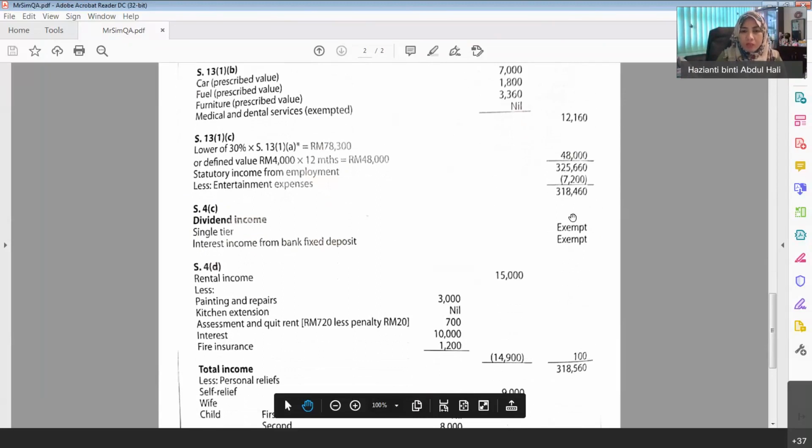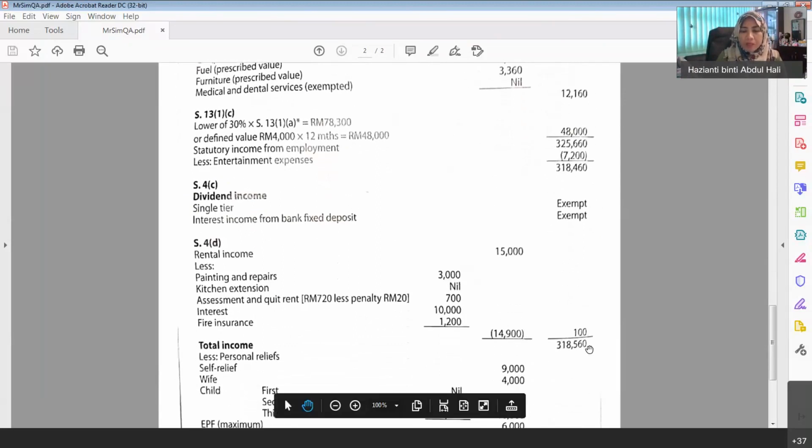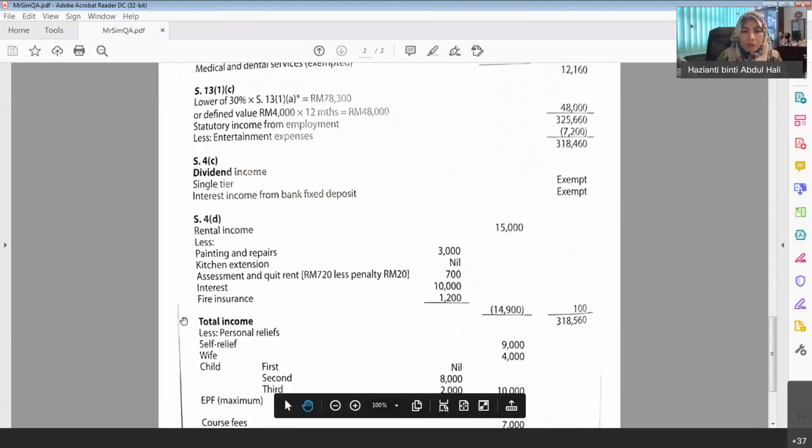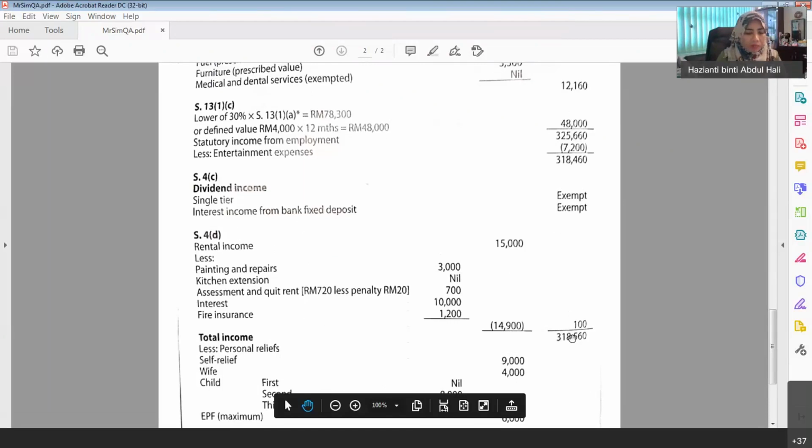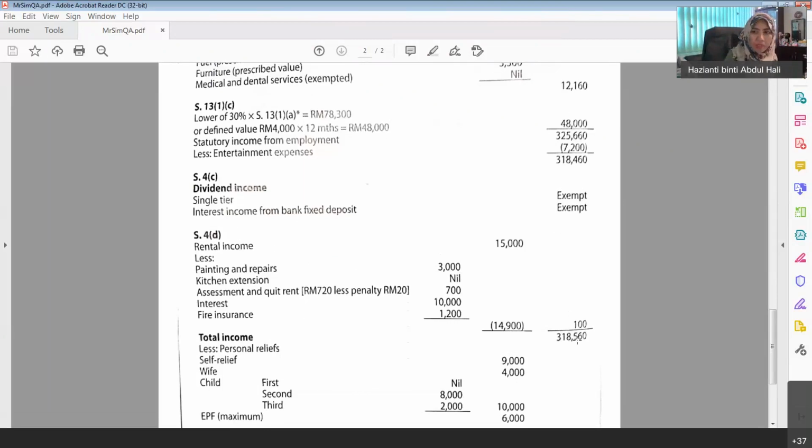Okay, so kita total up everything. That will give us a total income of 318,560. Okay, yang ni simpan dulu because this one will be done when we finish our personal relief nanti. Any question up to 318,560 ni? Tak ada, okay.